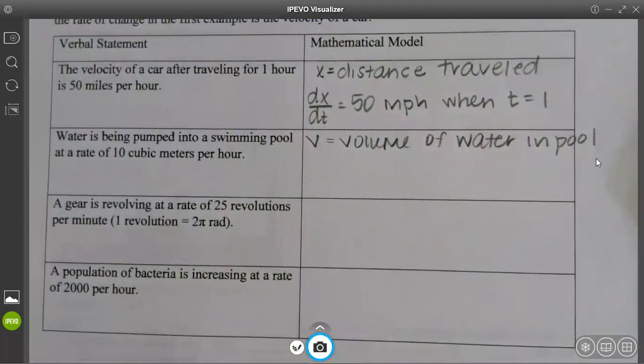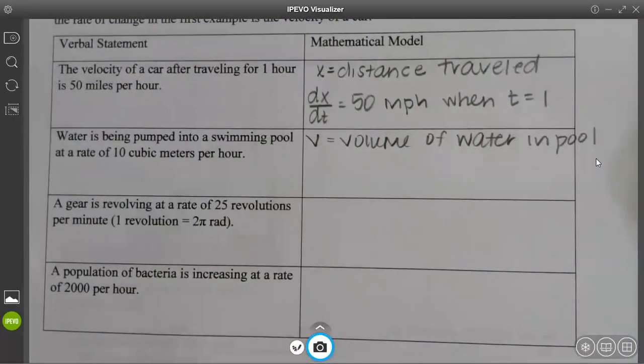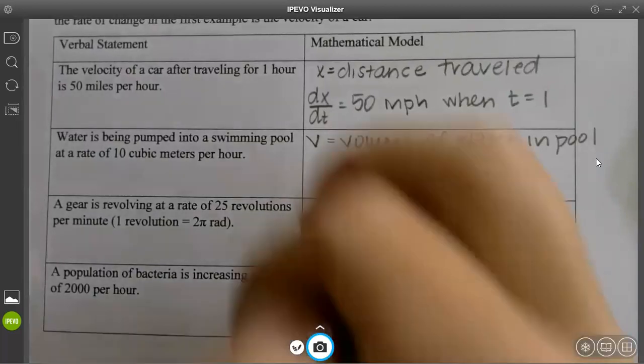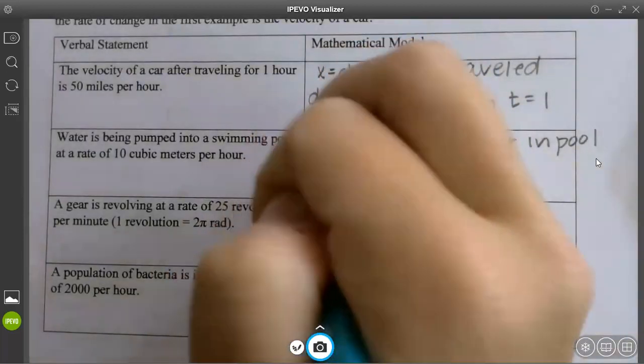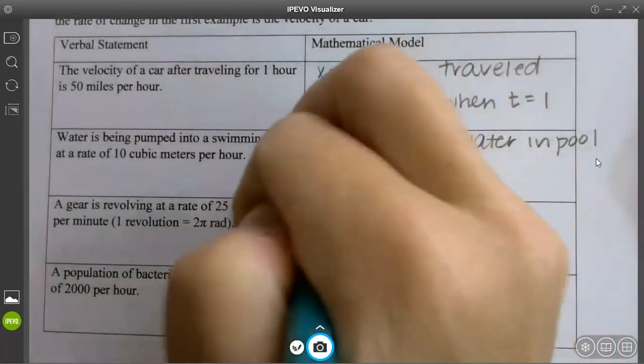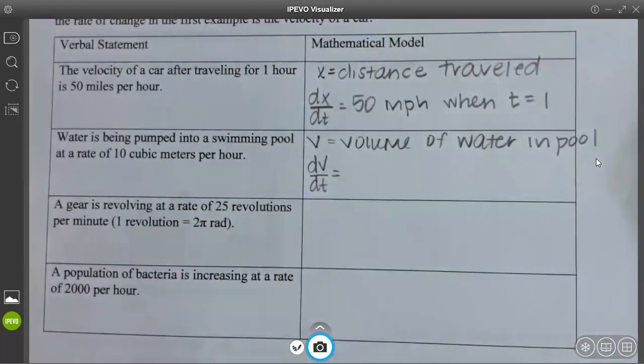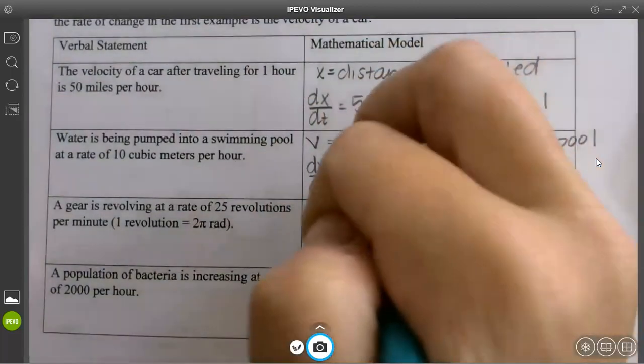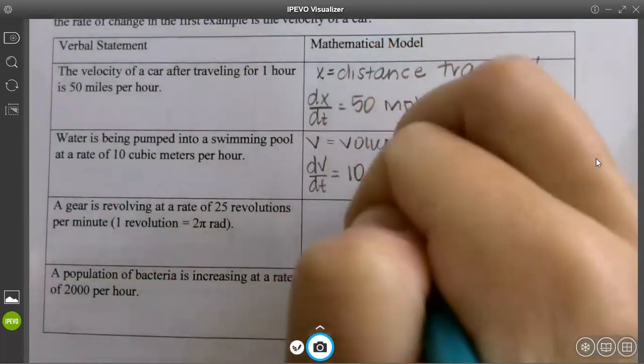Say it one more time. This one doesn't give you a time, does it? Right. So that time can be variable at any point. What we don't know in the end is the volume. Okay, so then what's your rate? Your dV over dt. Ten cubic meters per hour.